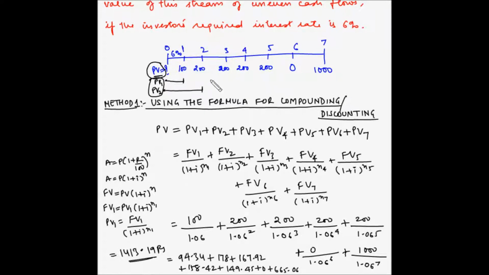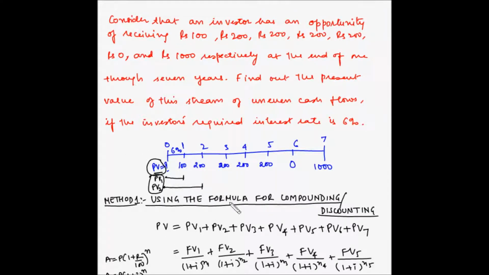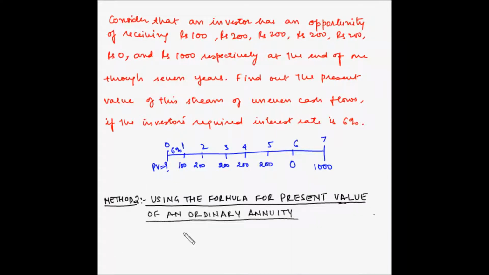Now let us look at another method of solving this example. The second method is to use the formula for present value of an ordinary annuity. Now if you take a closer look at the time scale for this example, you will find that for years 2, 3, 4 and 5, the payment amount is a constant sum, which is 200 rupees. So the cash flows between periods 2 and 5 represent an annuity. So we can use this fact to solve the problem slightly differently.